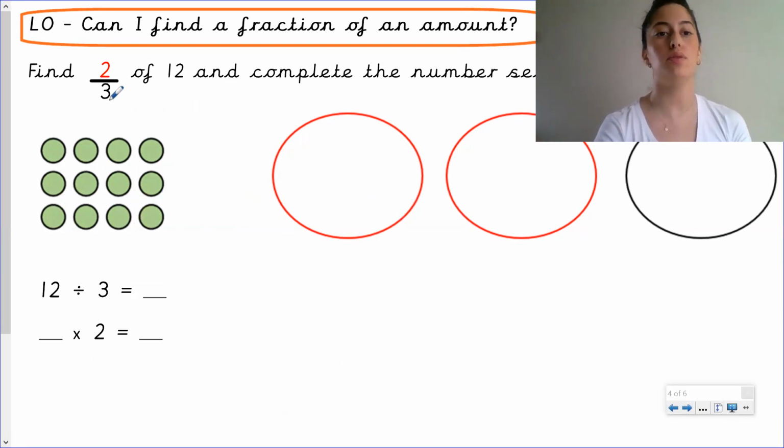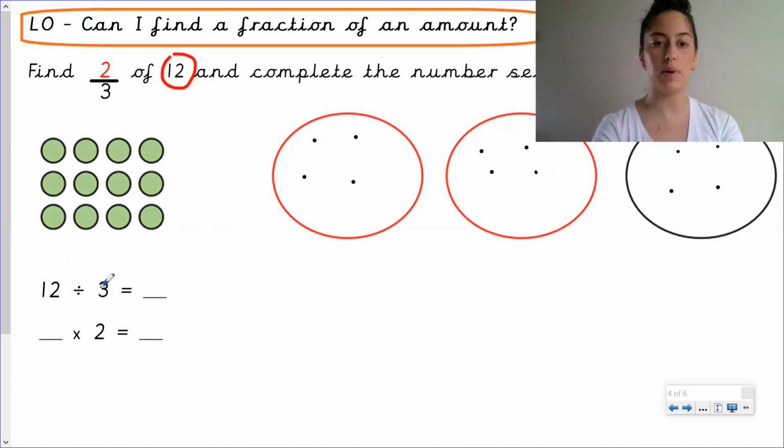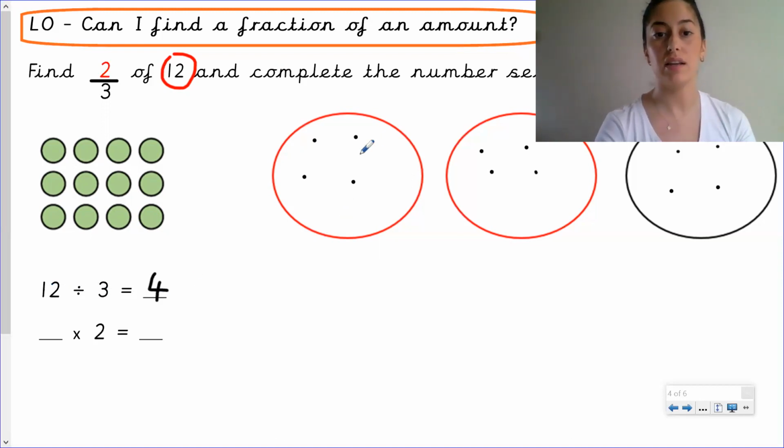Okay, so to find 2/3 of 12, how many equal groups do we need to divide our whole into? 3 equal groups, because our denominator is 3. So I've drawn our 3 equal groups. Let's divide 12 into it. 1, 2, 3, 4, 5, 6, 7, 8, 9, 10, 11, 12. We can see that 12 divided by 3 equals 4, because there are 4 in each group. So we did 12 divided by 3 to find 1/3 of 12.